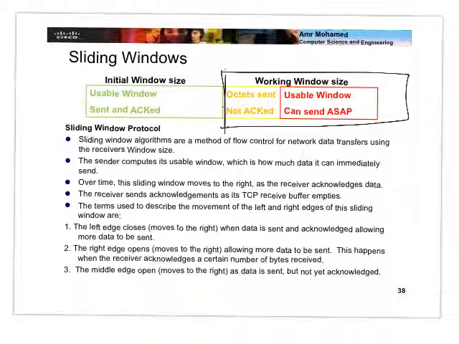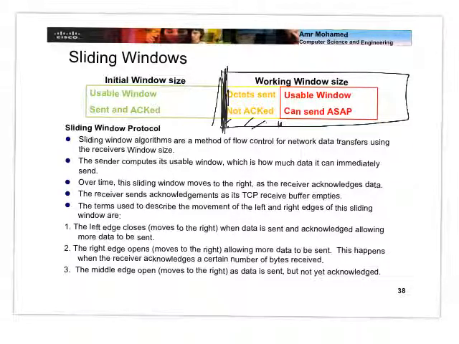The sliding window will start at the beginning of the bytes that have been sent, but I did not receive an acknowledgement for. All the bytes in this sliding window are allowed to be sent. So I will keep sending one by one.